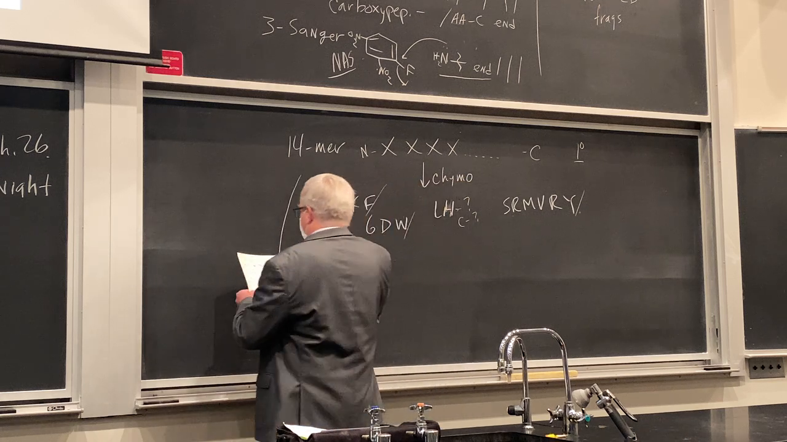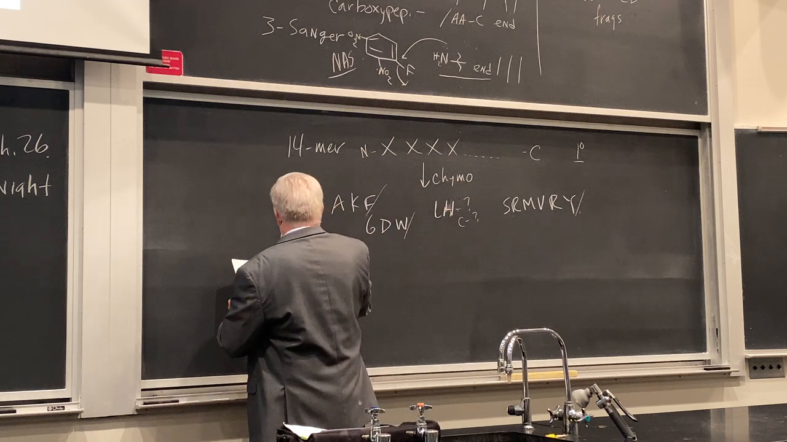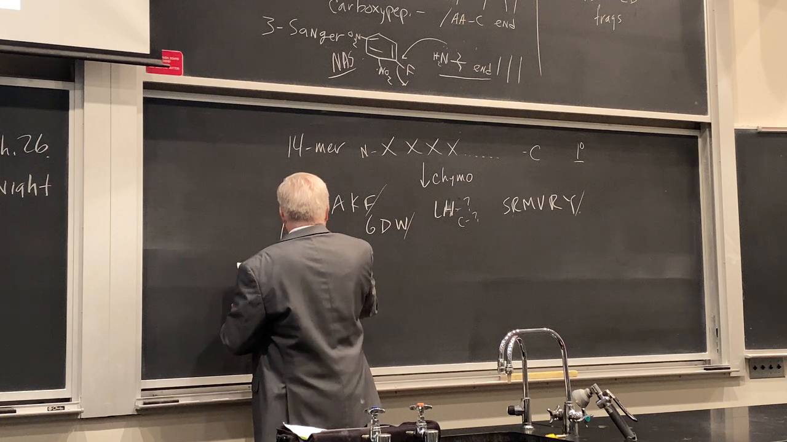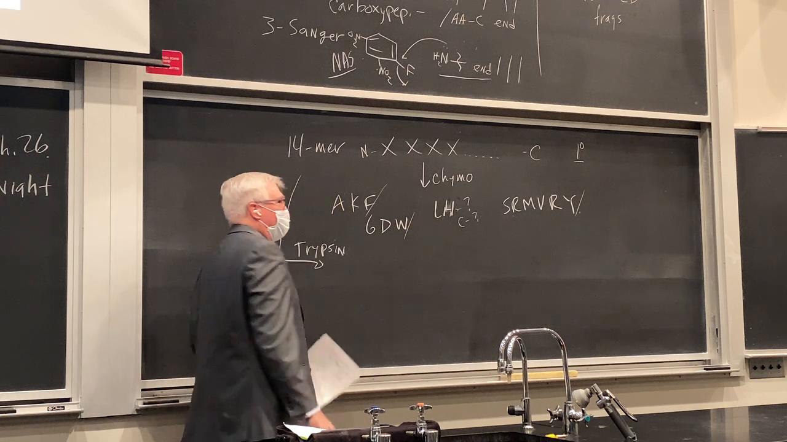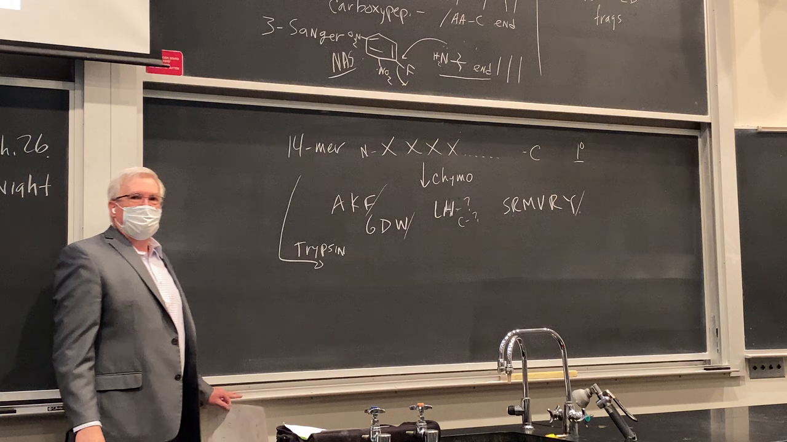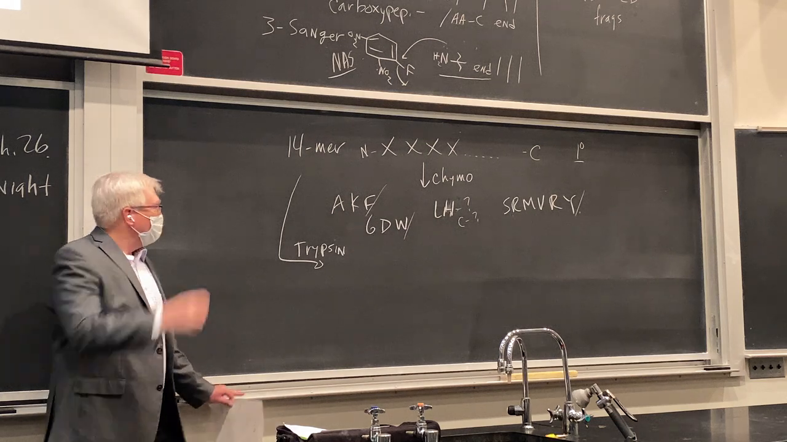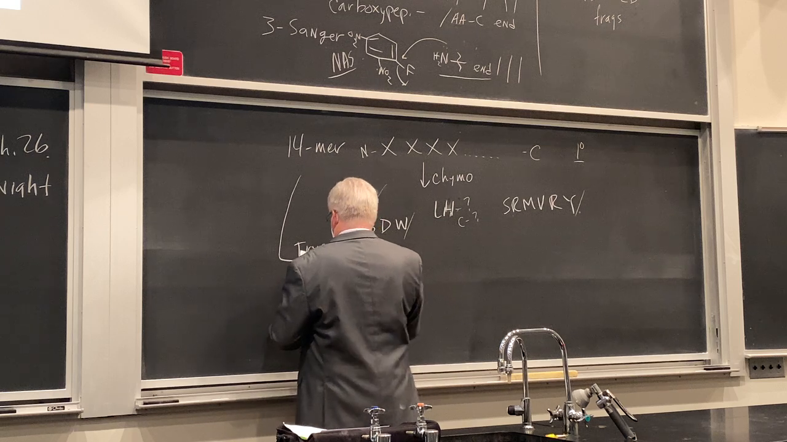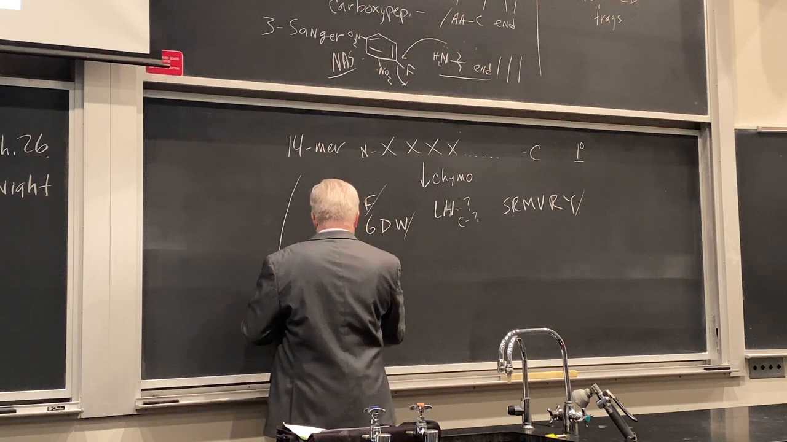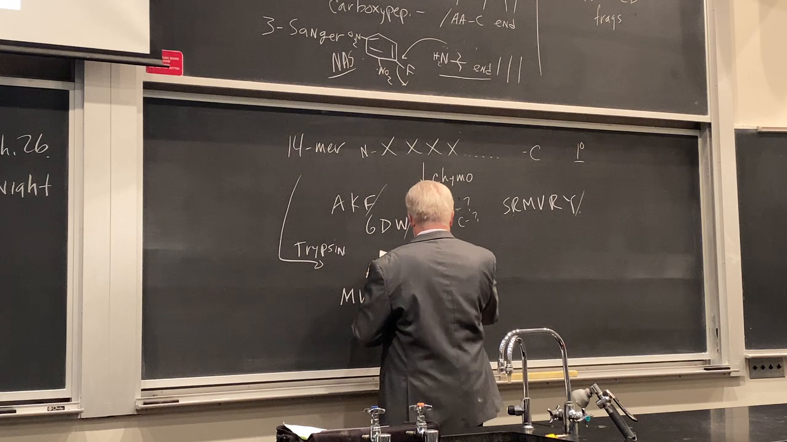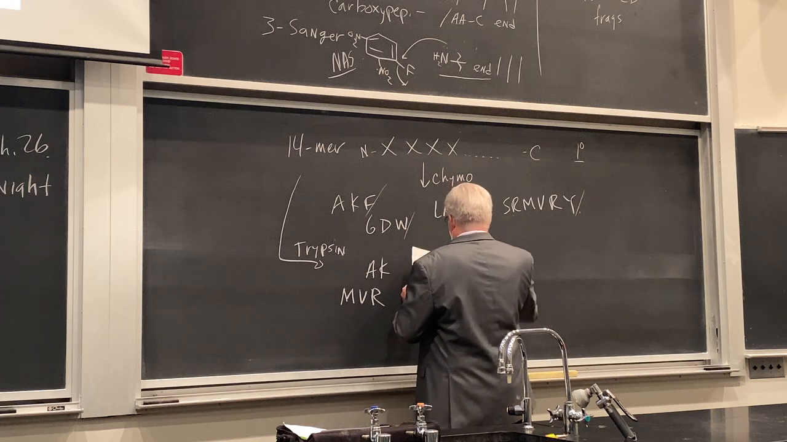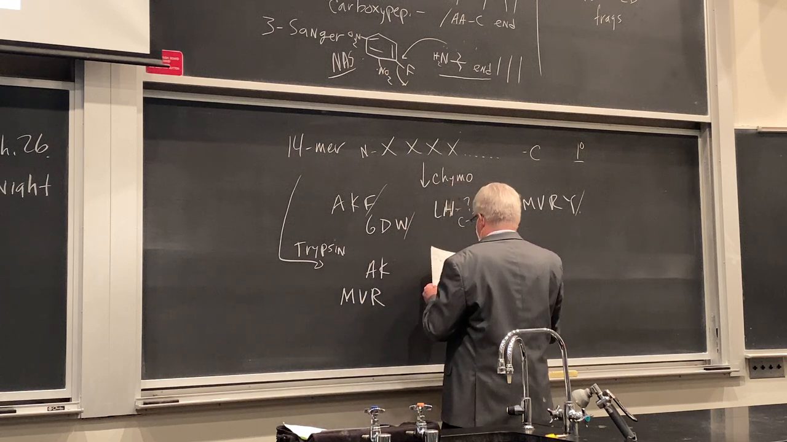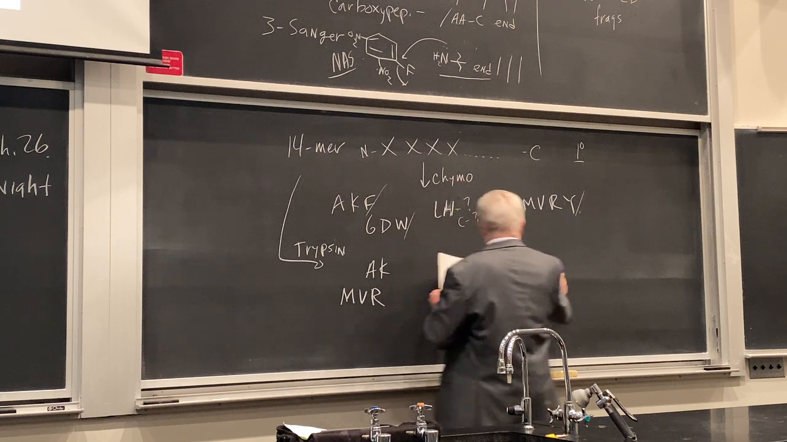Okay, let's take trypsin, which is our other protease. Again, it's an enzyme that does specific amide bond cleavage. And what's the data here? Well, we'll have AK, we'll have MVR, and we'll have FGDW, SR, and we'll have YLH.